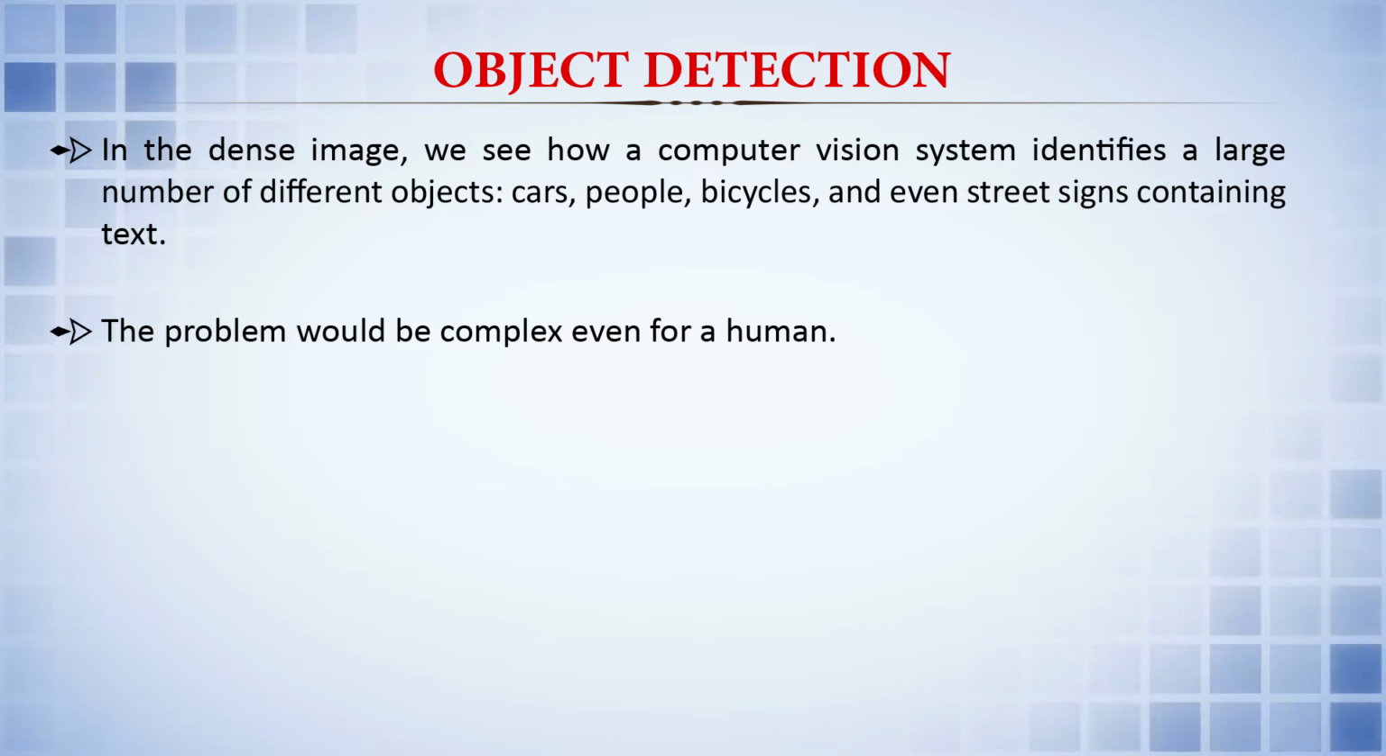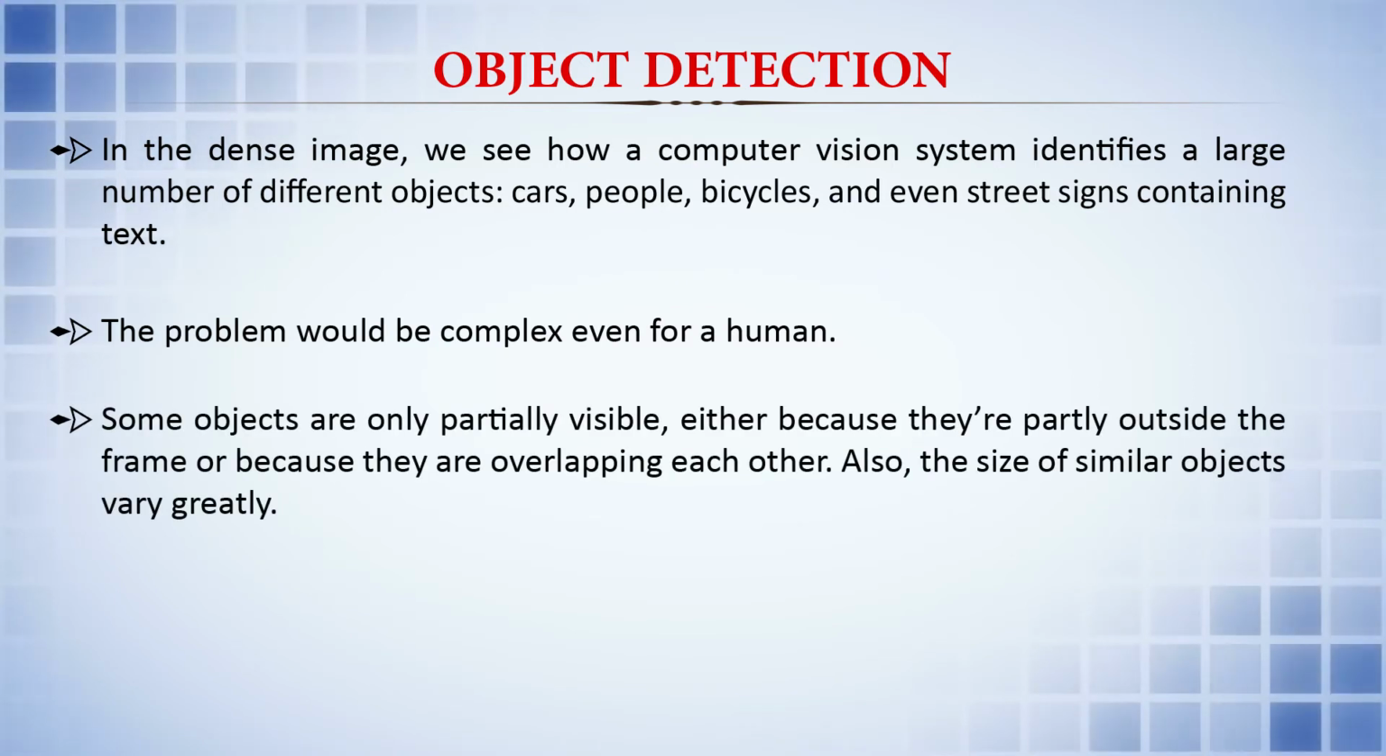So, but that is not the case with computer vision. However, it is trying to detect each and every object that is captured in the frame and derive some meaning from it. Some objects are only partially visible, either because they are partly outside the frame or because they are overlapping each other. Also, the size of similar objects varies greatly. Suppose something is passing very near to the camera or the sensor, then the size of the object varies, like the same car traveling farther away in that particular shot. So, this size also varies very greatly.